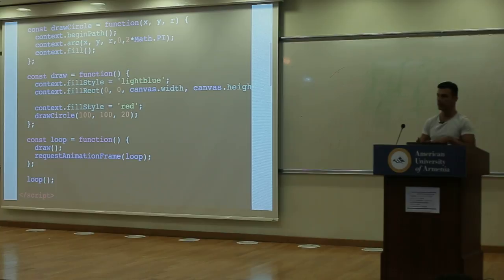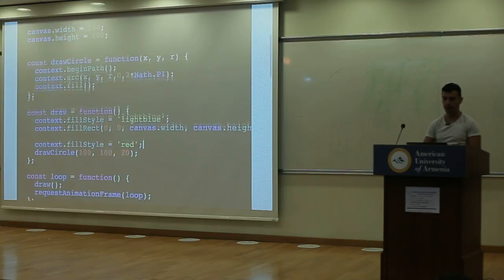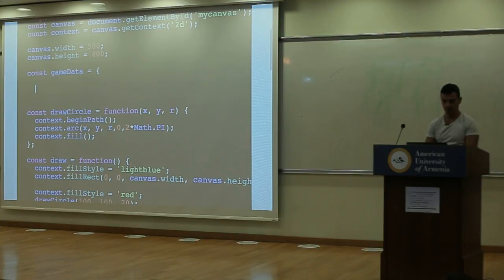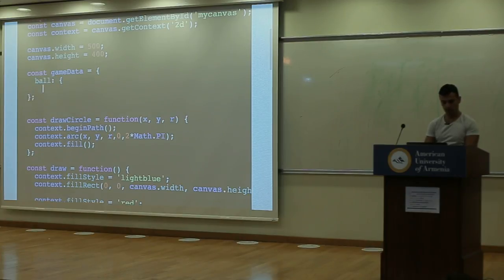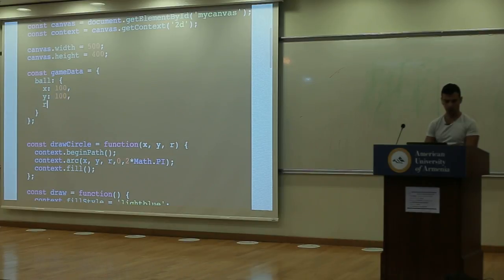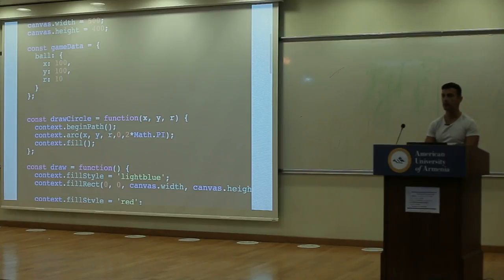Okay. So now that I have the circle, cool, I know how to draw a circle, let me create some data that we can then manipulate so the ball can bounce around. We need data to represent the circle. So const gameData. Let's call it ball. And our ball should have an x of something, doesn't matter. Let's say 100, y 100. And a radius of, let's say, 10.